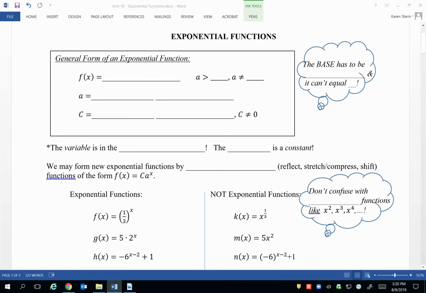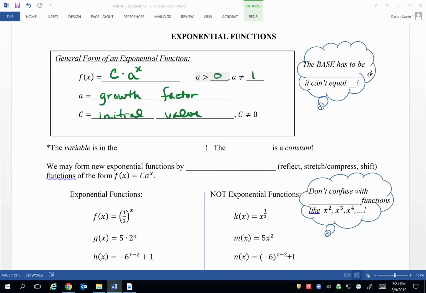Exponential functions. The general form of an exponential function is f of x equals c times a to the x power, where a is strictly greater than 0, but it can never be equal to 1. We call a the growth factor, and it's a constant. We call c the initial value. And c cannot be equal to 0, or we wouldn't have an exponential function.